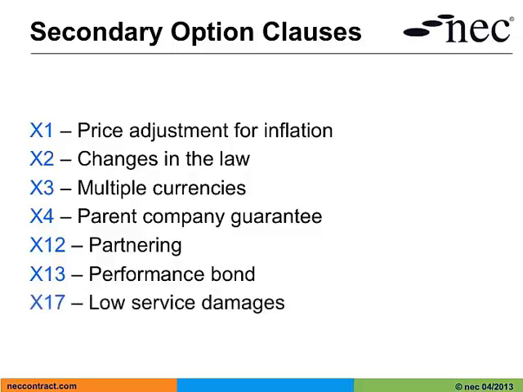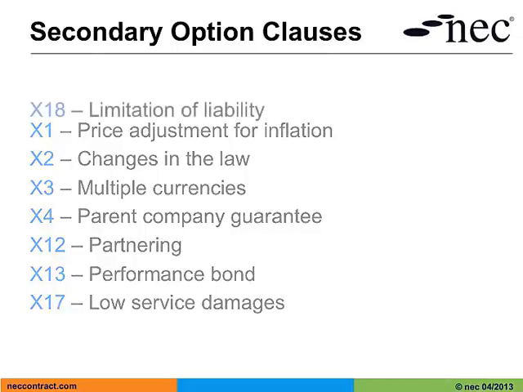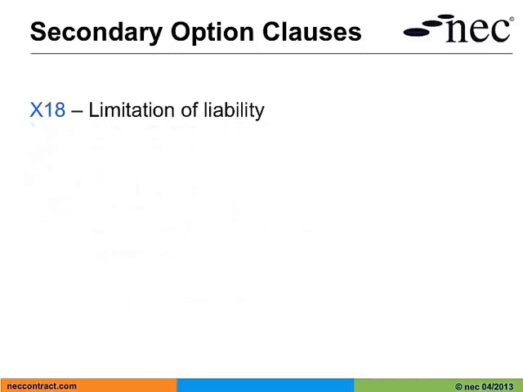X17, low service damages. We can use this option where the contractor may not achieve the standards specified in the service information. It allows for specified damages to be paid by the contractor in the event of his non-performance. X18, limitation of liability. We incorporate this option in circumstances where acceptance of unlimited liability by a contractor is not commercially practicable.